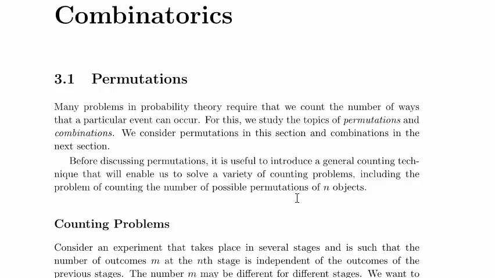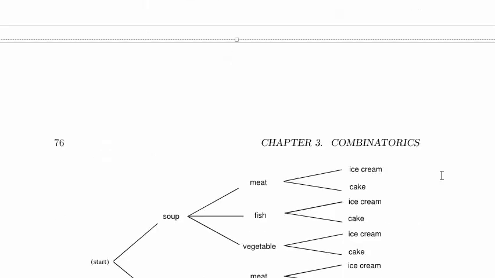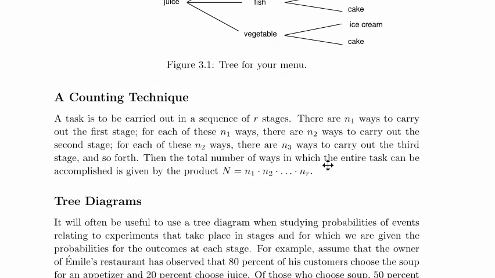In Chapter 3, we're going to be looking at counting problems and different ways that we can count the number of outcomes or the number of possible scenarios in a given problem. We're going to be looking at permutations and combinations. And in general, let's skip down to the generalized formula.